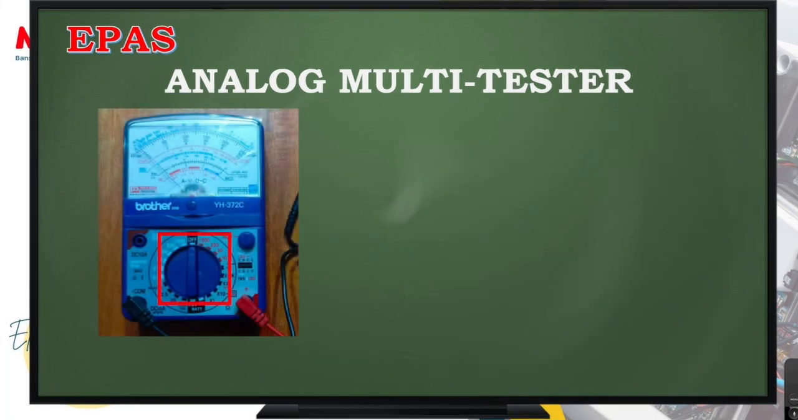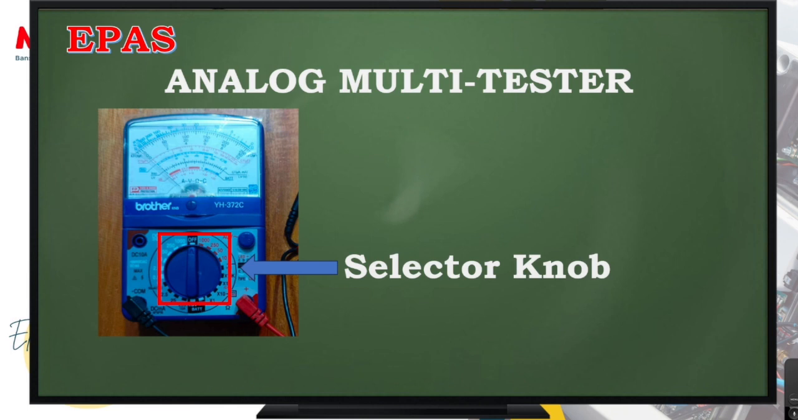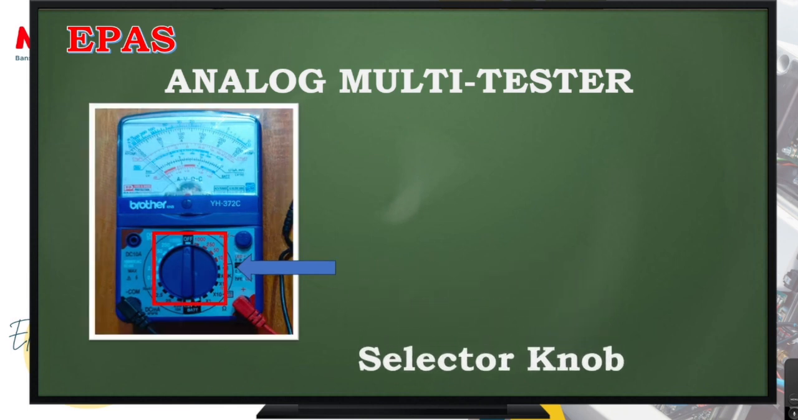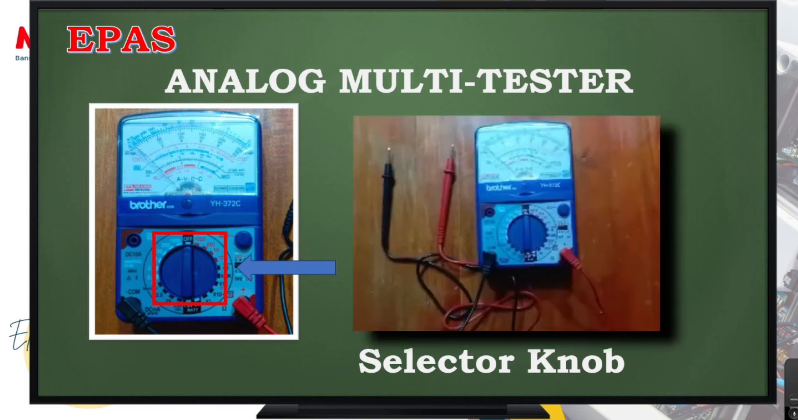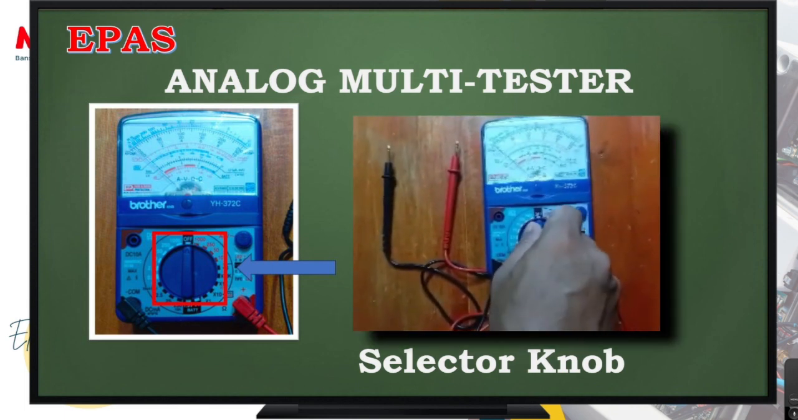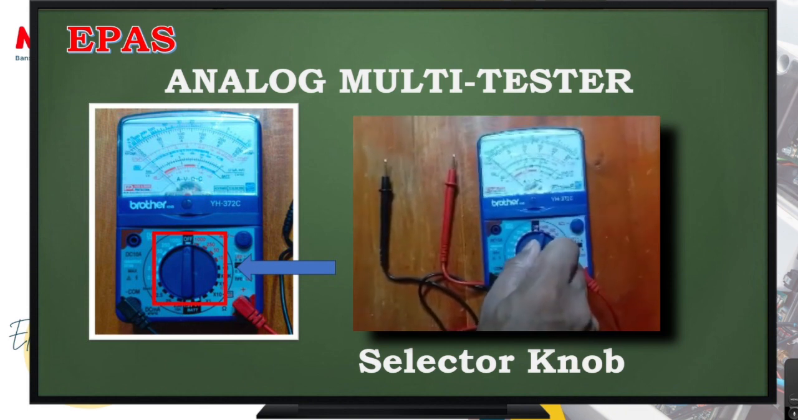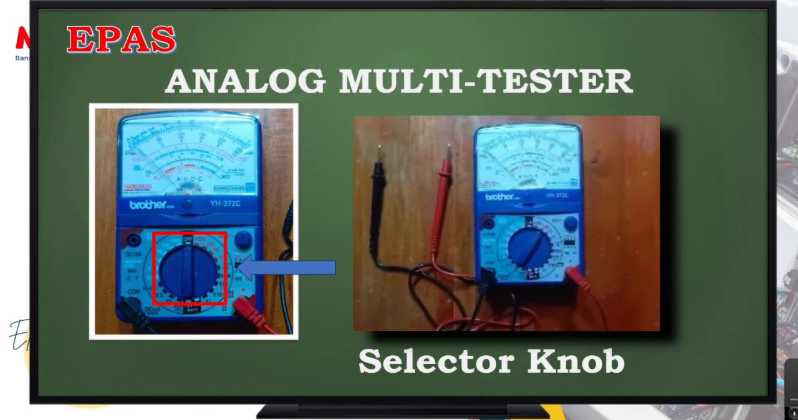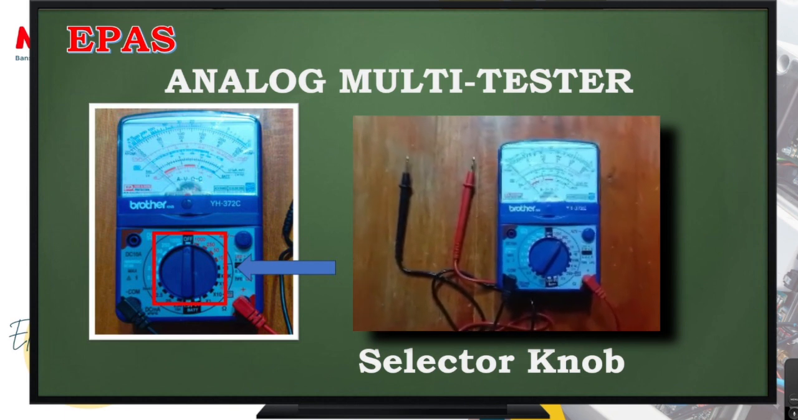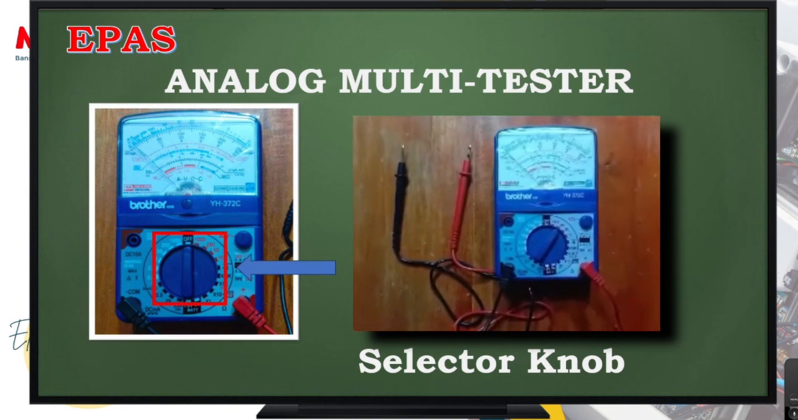Next is the selector knob, which is used to select the desired measuring range. Example: if the user wants to measure AC voltage from an outlet, the selector knob should be set to AC scale with different ranges, same as measuring DC voltage, resistance, and ampere.